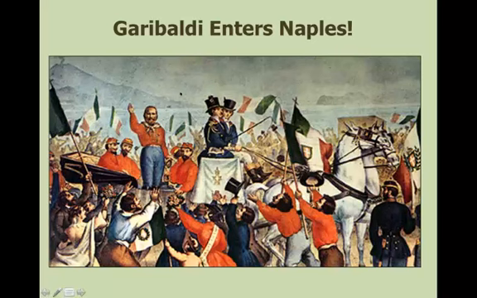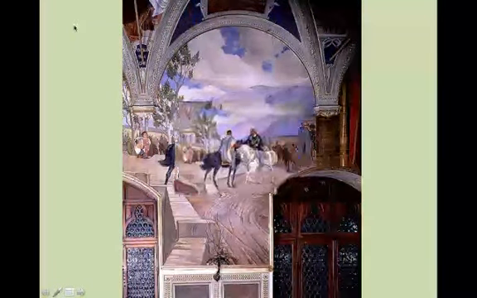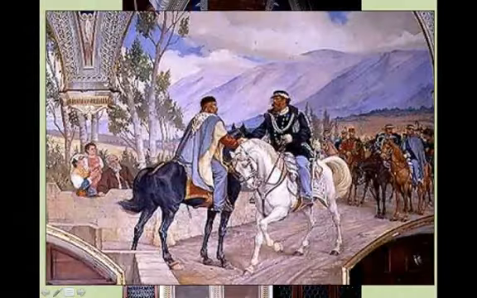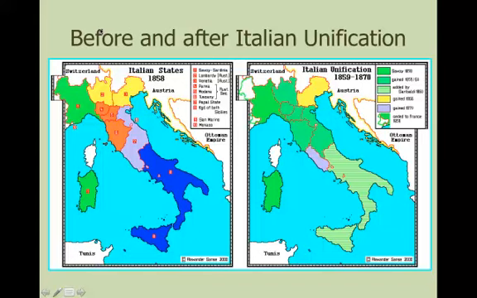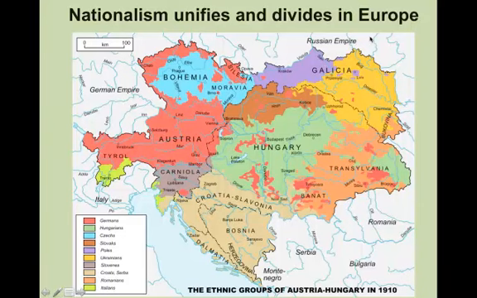So here is Garibaldi entering Naples with the red shirts, and notice the tricolor flag, which didn't exist before the creation here of the nation of Italy. And here is Garibaldi and I don't know who. So this is before and after. Again, these various states. And then during the period of unification, this happened 1870 in Italy, 1871 in Germany.